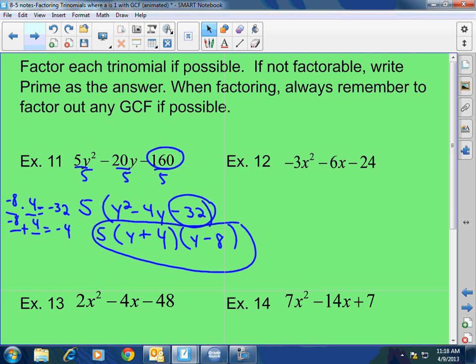Please, please, please be sure to remember your GCF. Yeah, that's important. So this is nothing new. The only thing we did was factor out the GCF. Remember, whenever you have your GCF, you have to pull that out and then write the leftovers. Yes, sir.